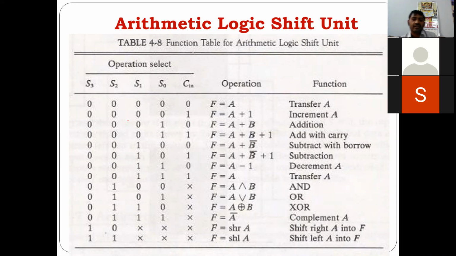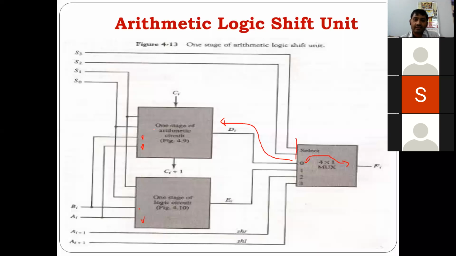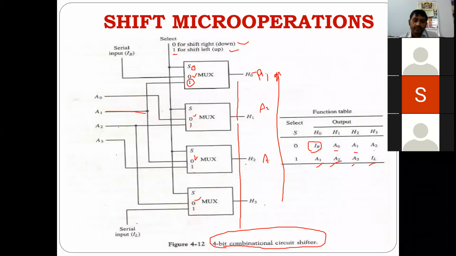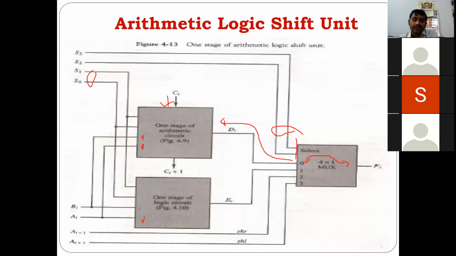The table is given here. See here, S3, S2, S1, S0, and carry in. S3, S2 will be taken for this, S1, S0 will be taken for these two, and carry in we are giving here. Based on these, that will be going for this. So see the last operations. Here, S1, S0, we have got 4 possible combinations, 0, 0, 0, 1, but here we are taking only 2 things.